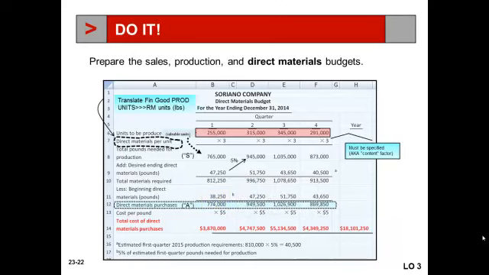We can quickly dollarize that by multiplying those pounds times cost per pound of $5. Total purchase budget for the first quarter, $3,870,000.